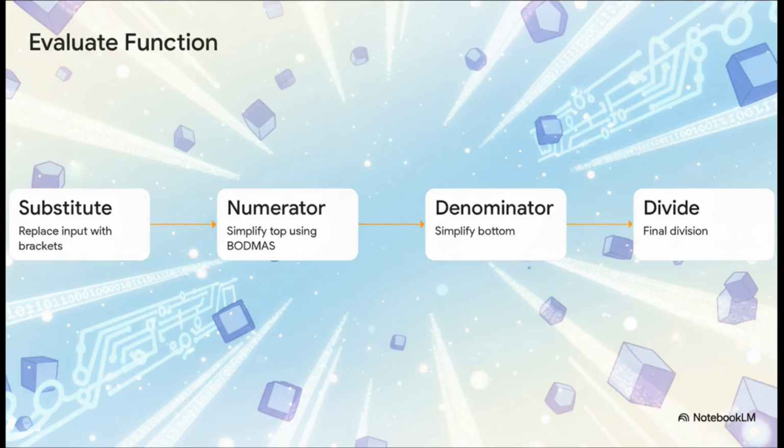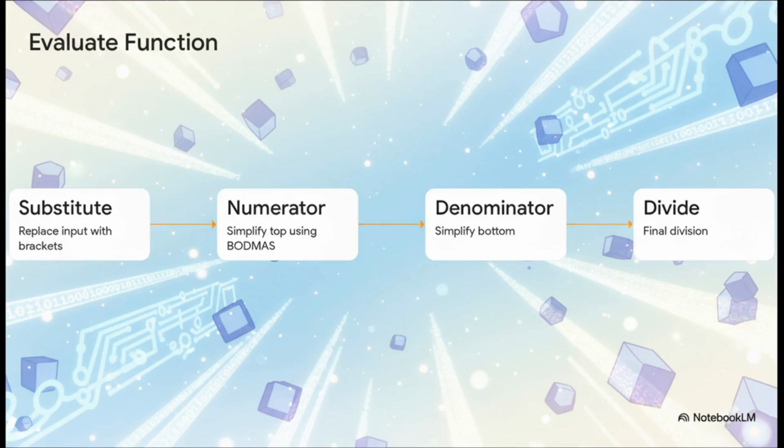Step 1 is the substitution rule. We swap out every single x with a negative 6, and you must, I repeat, must, put that negative 6 inside brackets. Step 2, we simplify the top row, the numerator, strictly using BODMAS. We treat that entire top part as if it's locked in its own brackets.